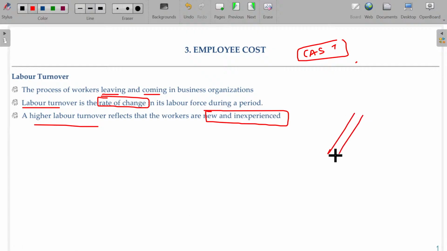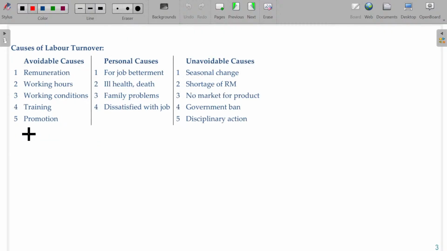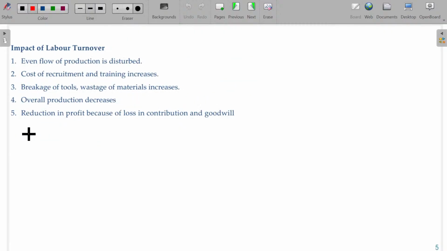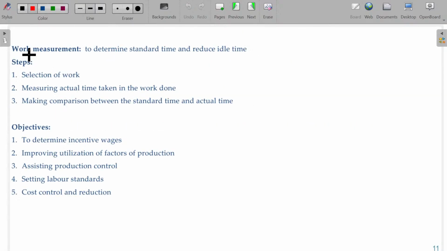Labor turnover. Especially when it comes to measurement of labor turnover, we have 4 methods: flux, replacement, separation, and additions. And you have to understand what costs we have here. The theory portion I can cover later on. Let me finish the practical illustrations and then I will cover the labor turnover theory. It is one of the easiest topics to score good marks. You can easily handle the questions and score better marks here.